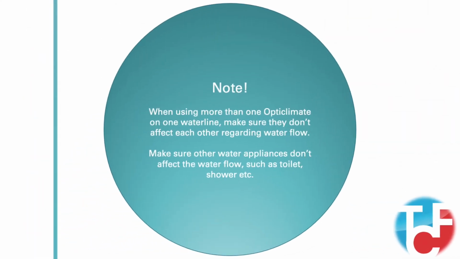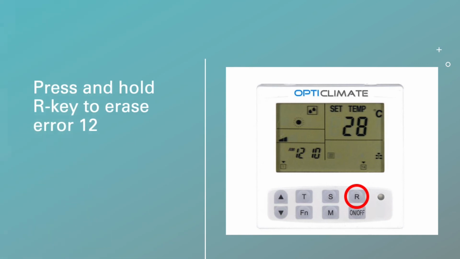Please note, when using more than one Opticlimate on one water line, make sure they don't affect each other regarding water flow. Make sure other water appliances don't affect the water flow, such as toilet, shower, etc. Now, press and hold the R button to erase error 12 from your Opticlimate control panel.